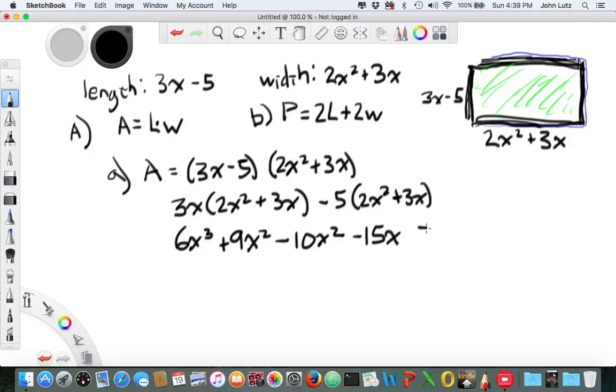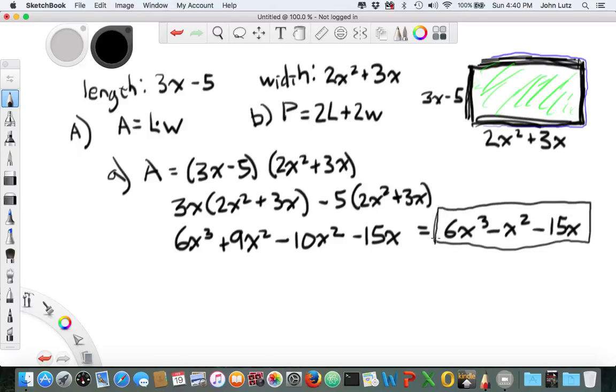And so we're going to end up with our area equal to 6x cubed minus x squared minus 15x. And I don't see any unit or anything, so they really just want you to come up with this. Really, it's just a fancy way to say, are you able to multiply 3x minus 5 times 2x squared plus 3x? And of course, you guys are, because you're awesome. So there we go.